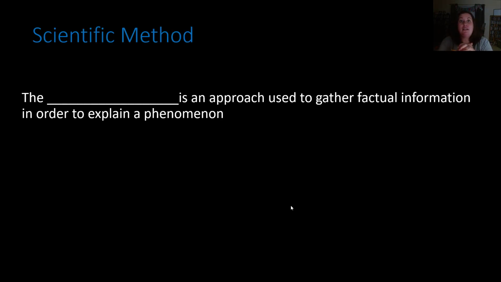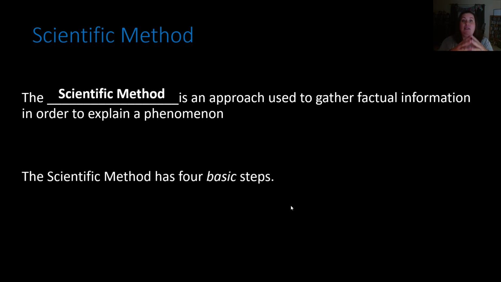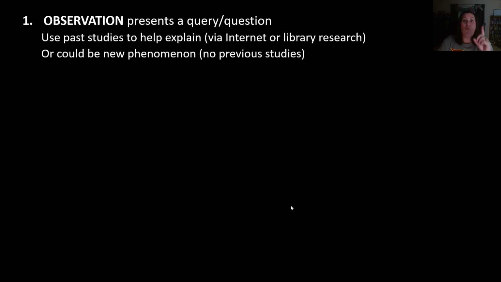So this does bring us to the scientific method. The scientific method is an approach used to gather factual information in order to explain a certain phenomenon. Now, the scientific method has 4 basic steps that you need to know. Step one is observation. This presents a question. It makes you start thinking about something. This allows you to use your past studies to help you explain something. Sometimes this is using the internet or library research to help you. Or it could be a new phenomenon, something that you've never seen before or that has never been studied before.